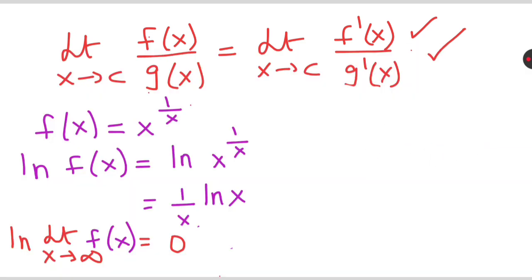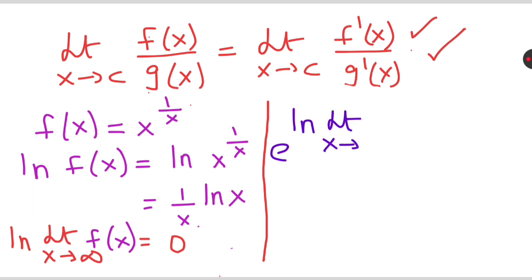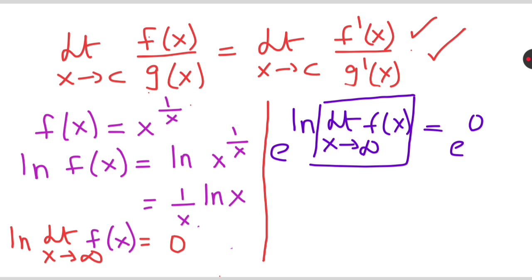Our goal is to find only the value of limit x tends to infinity f of x, not ln. So now we need to remove this ln. To get rid of this ln, I am going to apply the exponential on both sides. So e raised to the power of ln of limit x tends to infinity f of x is equal to e raised to the power of 0. On the left hand side, exponential and logarithm are opposite functions. After getting rid of that, we are left with only limit x tends to infinity f of x, which is equal to e raised to the power of 0. E raised to the power of 0 is 1.